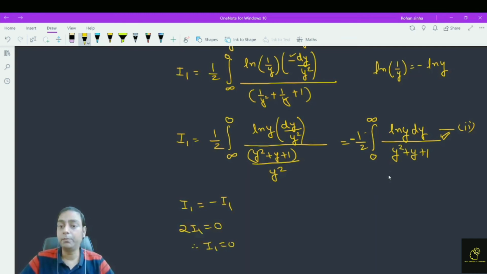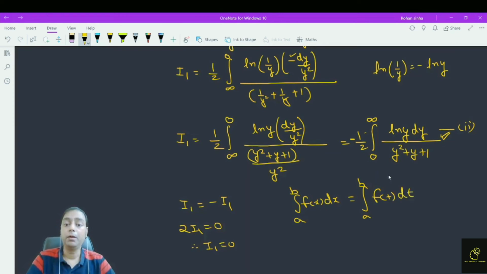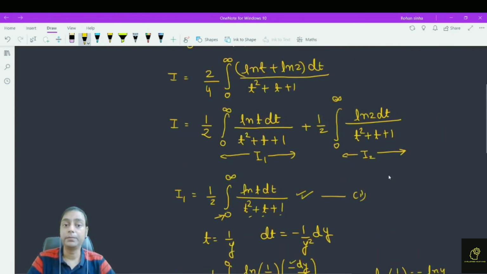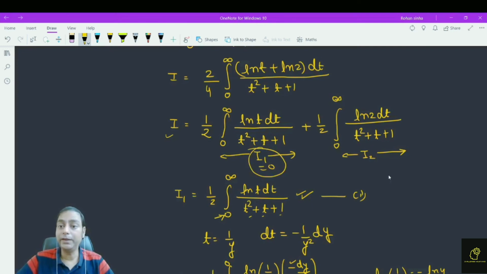Here, the property I have used is simply the integral from a to b of f(x) dx is the same as the integral from a to b of f(t) dt. Now I1 here is 0. Now what is the value of I2? Simply I is equal to I1 plus I2, and the value we have calculated for I1 is 0. Once we calculate the value of I2, our problem will be solved.